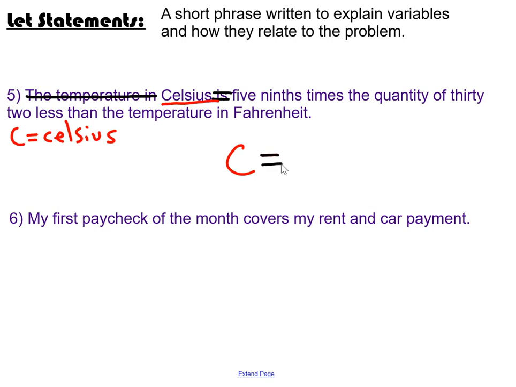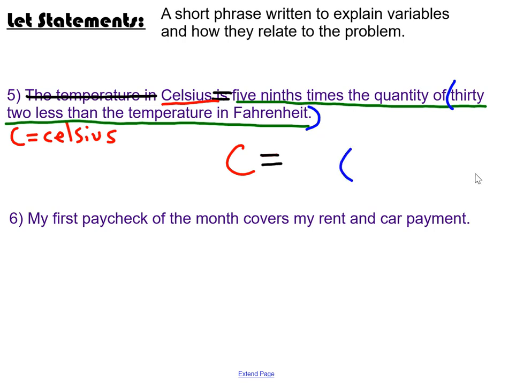and then I have 5/9 times the quantity of 32 less than the temperature in Fahrenheit. So this gets a little bit difficult, but we have 5/9 times the quantity. So the quantity tells us that we have to do the 32 less than the temperature in Fahrenheit first in parentheses. So we're going to go ahead and put the parentheses there. And also you'll notice we do have a turnaround statement here. So it's the less than. So that tells us that the temperature in Fahrenheit has to go first.